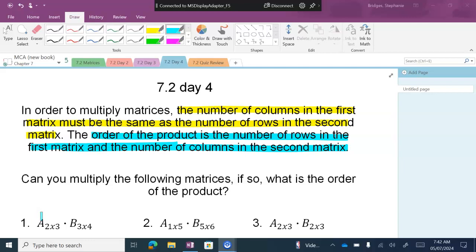So the number of columns in the first matrix has to match the number of rows in the second matrix. Those two numbers have to match. If those don't match, we cannot multiply, and you would just say not possible.